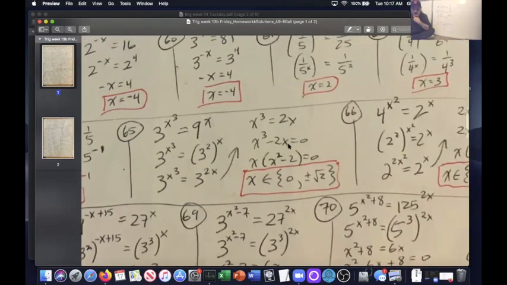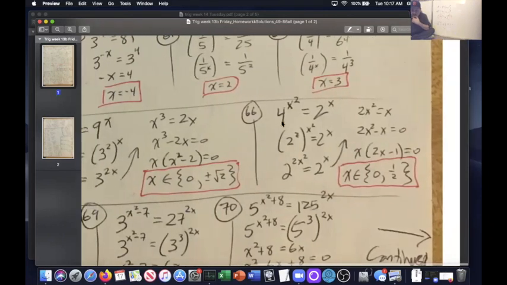So remember, you don't want to divide by x. Get it equal to 0, use the zero product property. That way you'll get all the solutions. If you divide it by x, you're going to miss 0. Because 0 works. Because 3 to the 0 does equal 9 to the 0. 0 actually works.